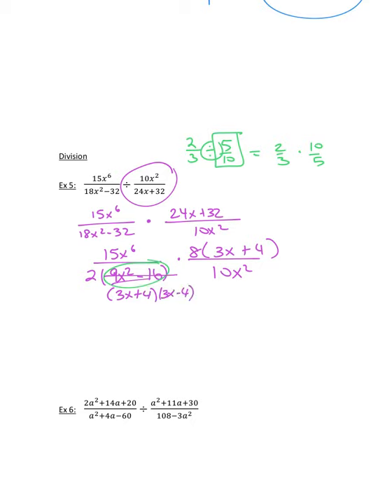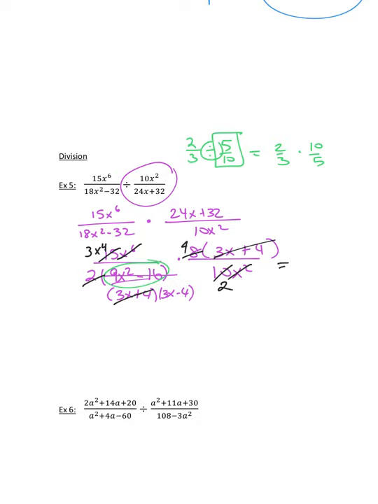Okay, now I can cross cancel common factors. So I have 2 goes into 8 4 times. Those are monomials. 3x plus 4 can cancel with 3x plus 4. And the monomials 10 and 15 have a common factor of 5. So 5 times 2, 5 times 3. And x squared can divide into x to the 6th, and that's going to give me x to the 4th because we subtract exponents.